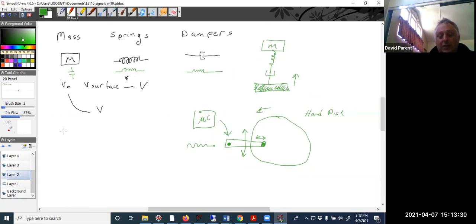And then you can use KCL, KVL, Laplace, Fourier, everything we've learned so far, you can use to model that system, right? Even LTspice we can use to model mass, spring, and damper systems. All right.